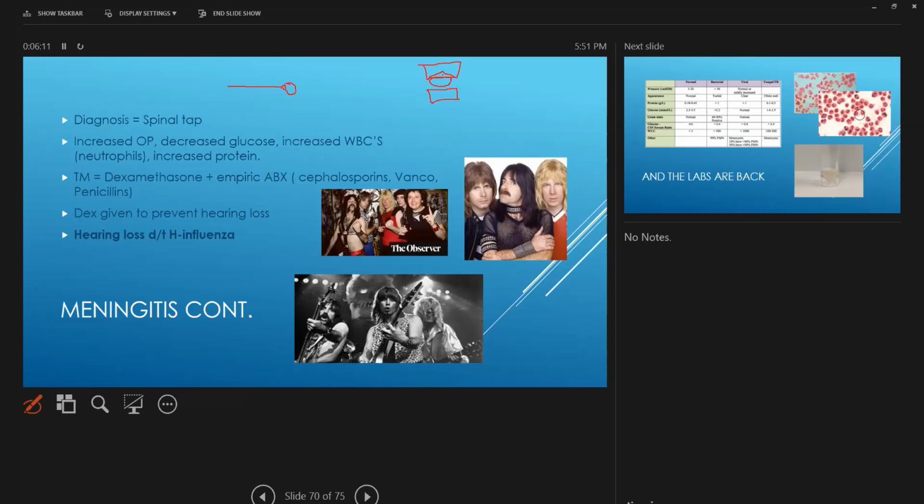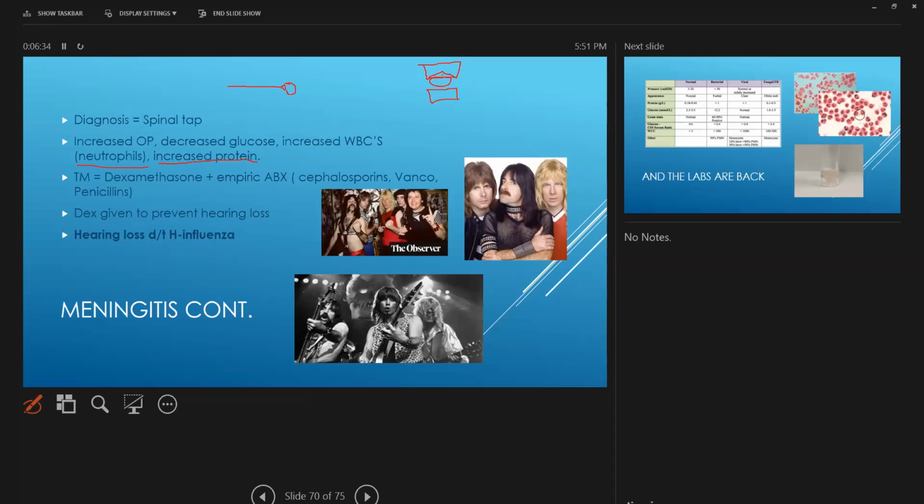Primarily, you're going to see neutrophils if we're dealing with a bacterial infection. And then increased protein, because there's just more stuff in there. And when we're seeing the protein, we're probably just seeing genetic material from the bacterial infection. Also could be seen with a viral infection too, because you're going to have more stuff.